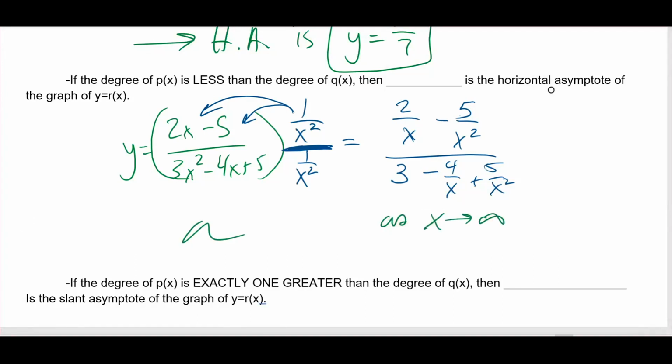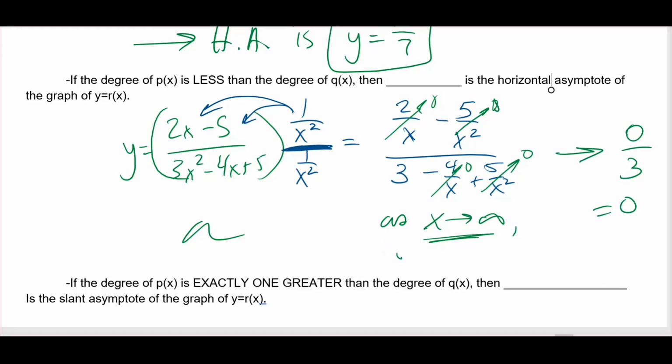As x goes toward infinity, this piece is going to go towards 0, that piece to 0, this piece to 0, this piece to 0, right? Because all the denominators are going to get really, really big. So dividing by something that's really, really big is going to get close to 0 real fast, right? So as x goes toward infinity, we go toward 0 with all those pieces. So the whole thing is going towards 0 over 3, which is 0. So our function, we called it y, is going towards 0.